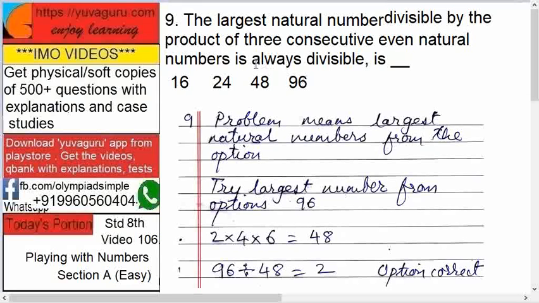Now you will say 48 is also divisible, because 48 upon 48 will be 1. But what we want is the largest natural number. That's why 96 is the option.